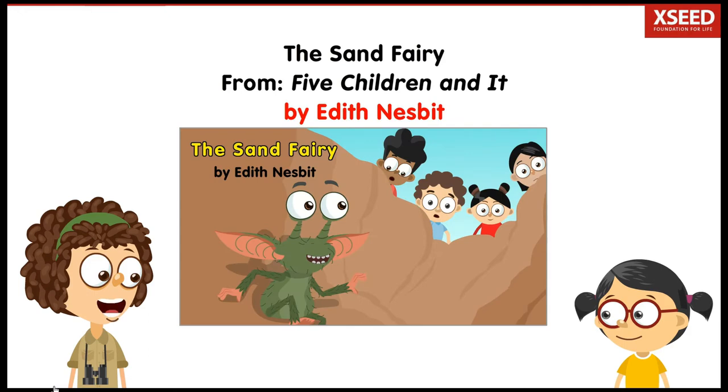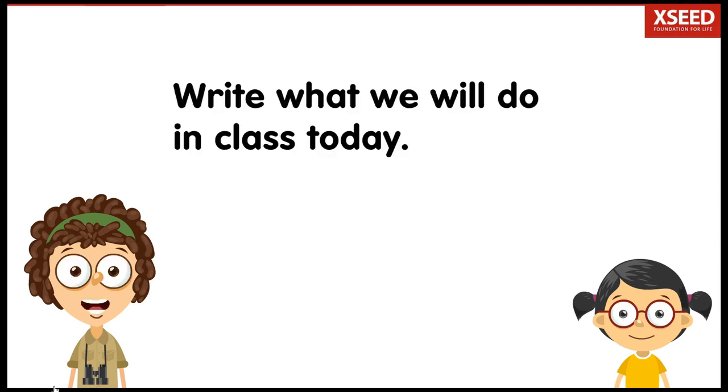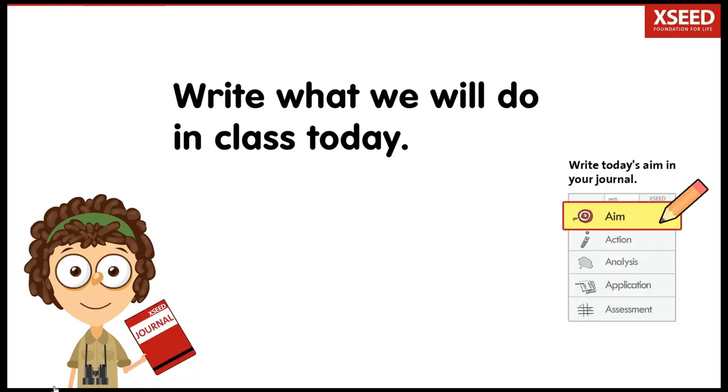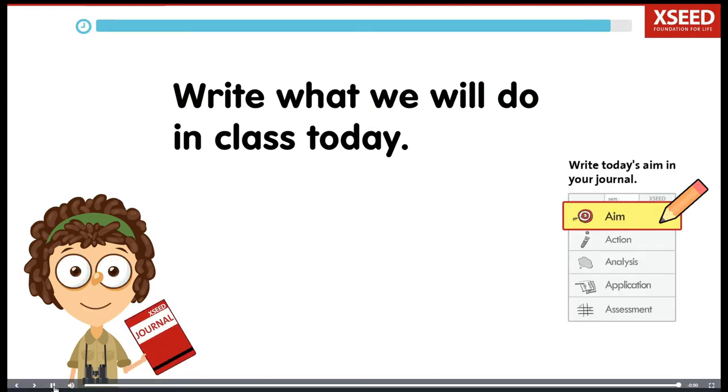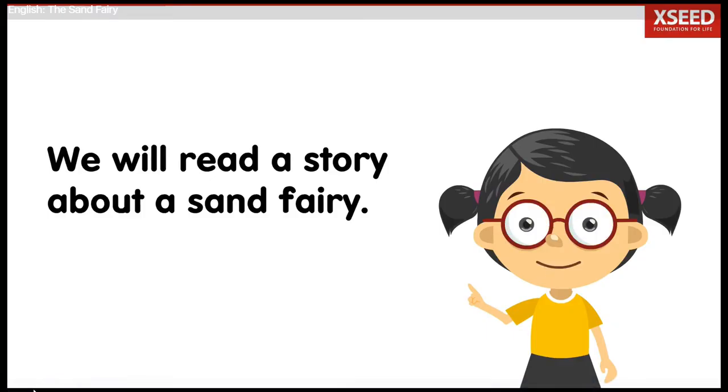Interesting. Why don't we read about a different kind of fairy today? In today's class, we will read a text called The Sand Fairy from the book Five Children and It by Edith Nesbit. We will find out about the Sand Fairy. Let's write what we will do in class today in the Aim section of our journals. We will read a story about a sand fairy.